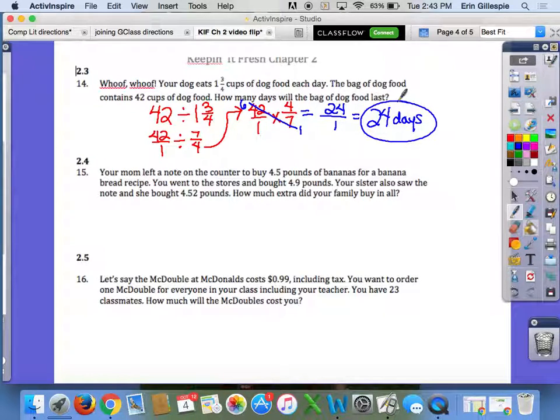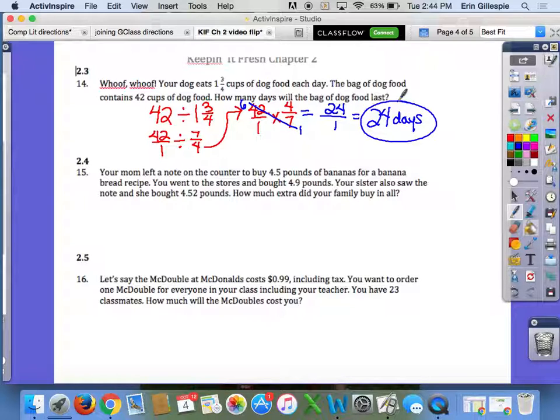Number 15, your mom left a note on the counter to buy 4.5 pounds of bananas for a banana bread recipe. You went to the store and bought 4 9/10 of a pound. Your sister also saw the note and she bought 4 52/100 of a pound. How much extra did your family buy in all? This is a 2-part problem.